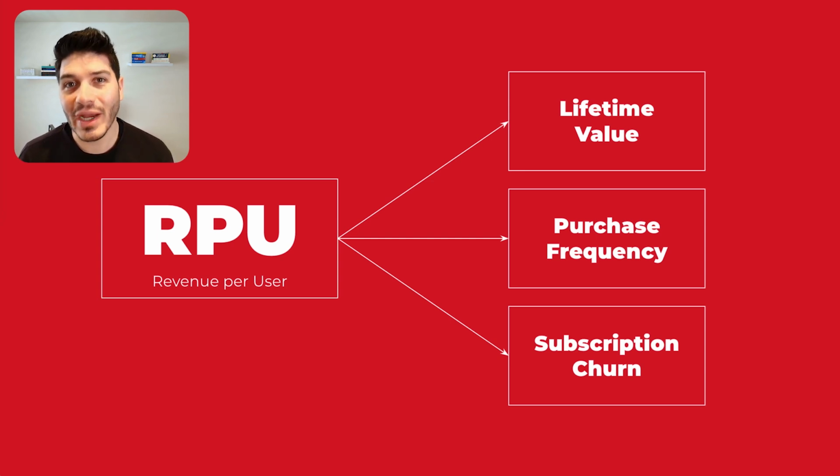visibility on otherwise. In the context of purchase frequency as an optimization pillar, we're talking about metrics such as lifetime value, purchase frequency, subscription churn, and many others that might be relevant for your business.